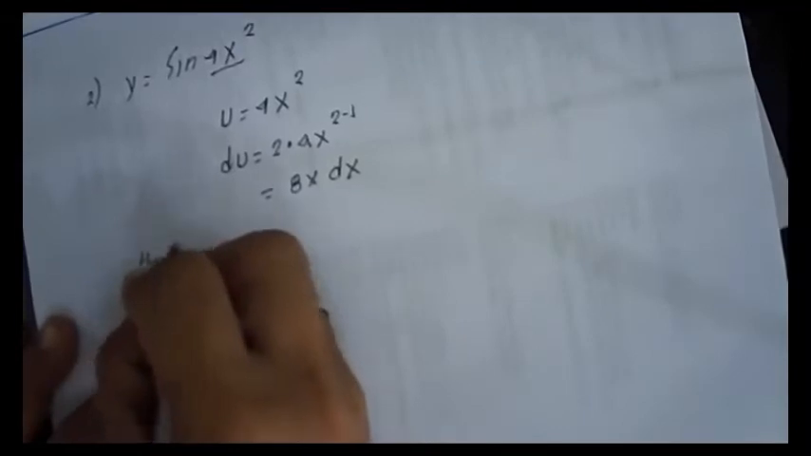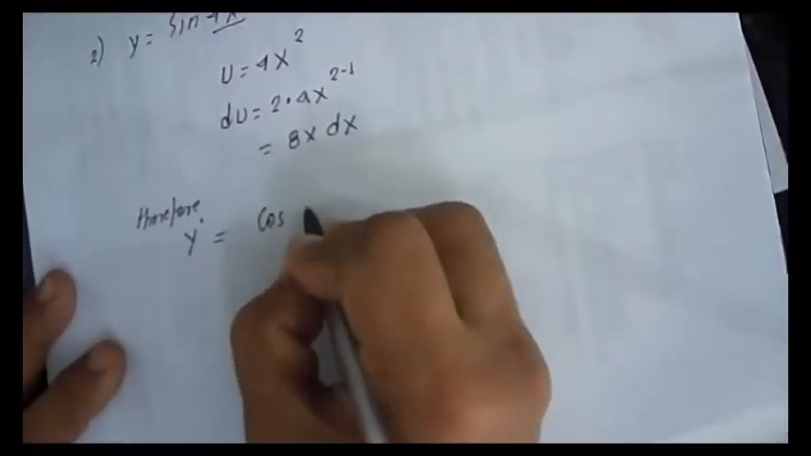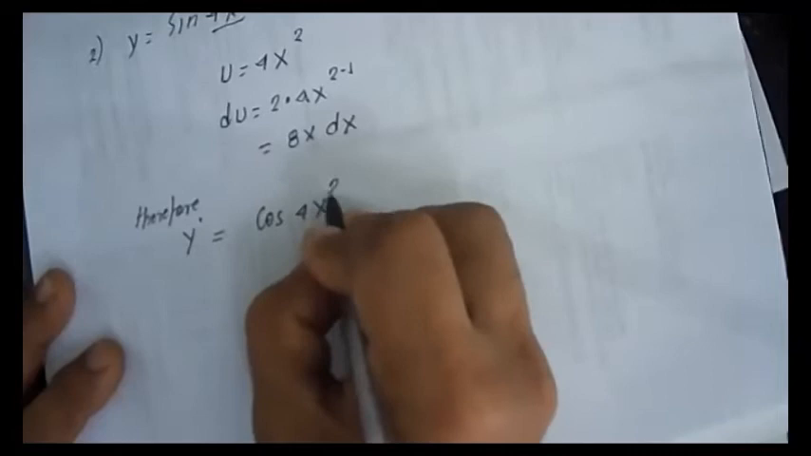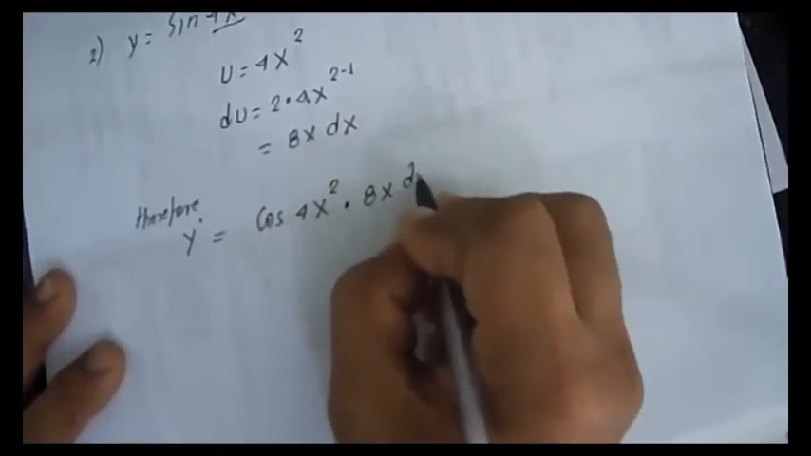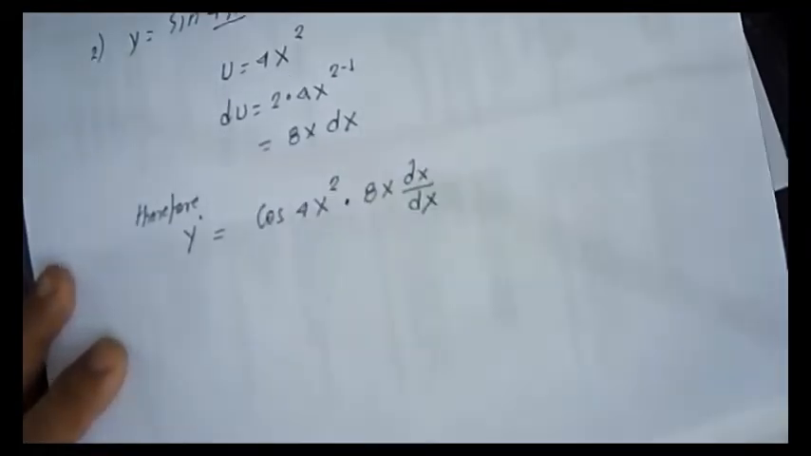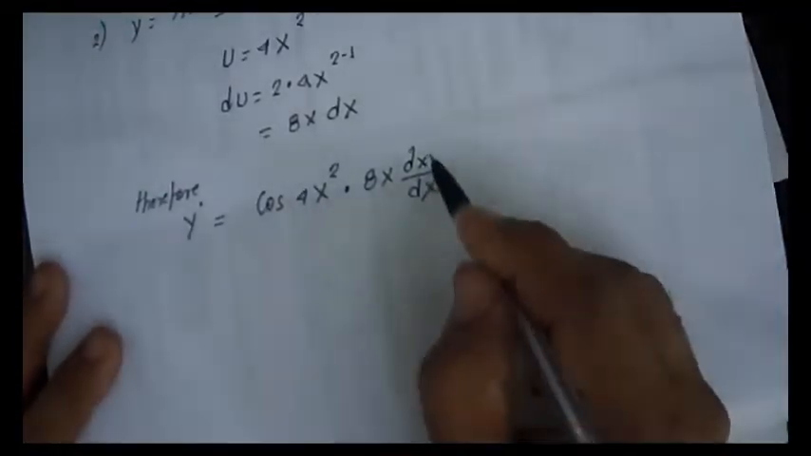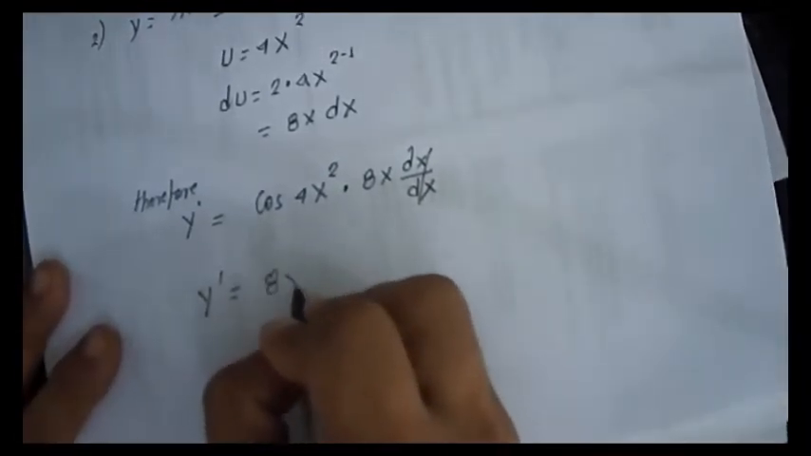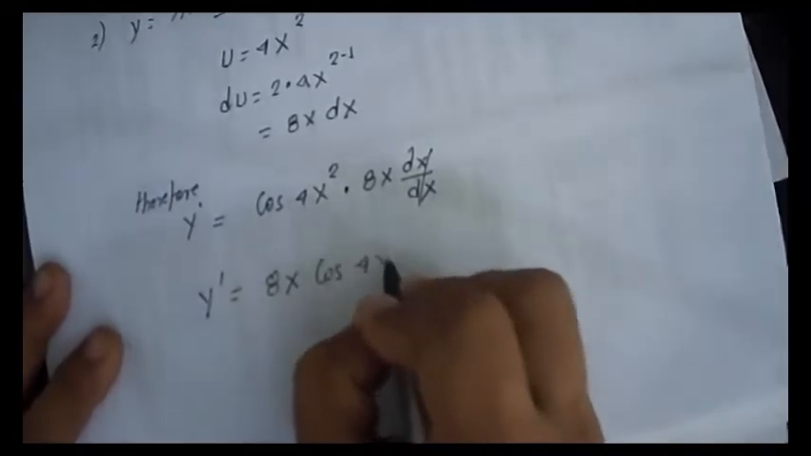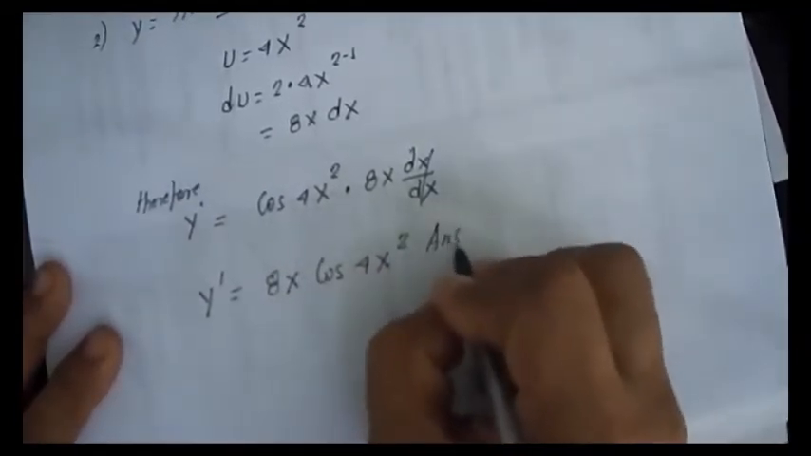Okay. So, y prime, therefore, y prime is equal to, anong derivative ng sine? Cosine, di ba? Cosine of u, which is 4x squared, times ano yung du natin? 8x dx, all over dx. Opo. So, cancel ulit ito. Your answer, y prime will be 8x cosine 4x squared. This is our answer po.